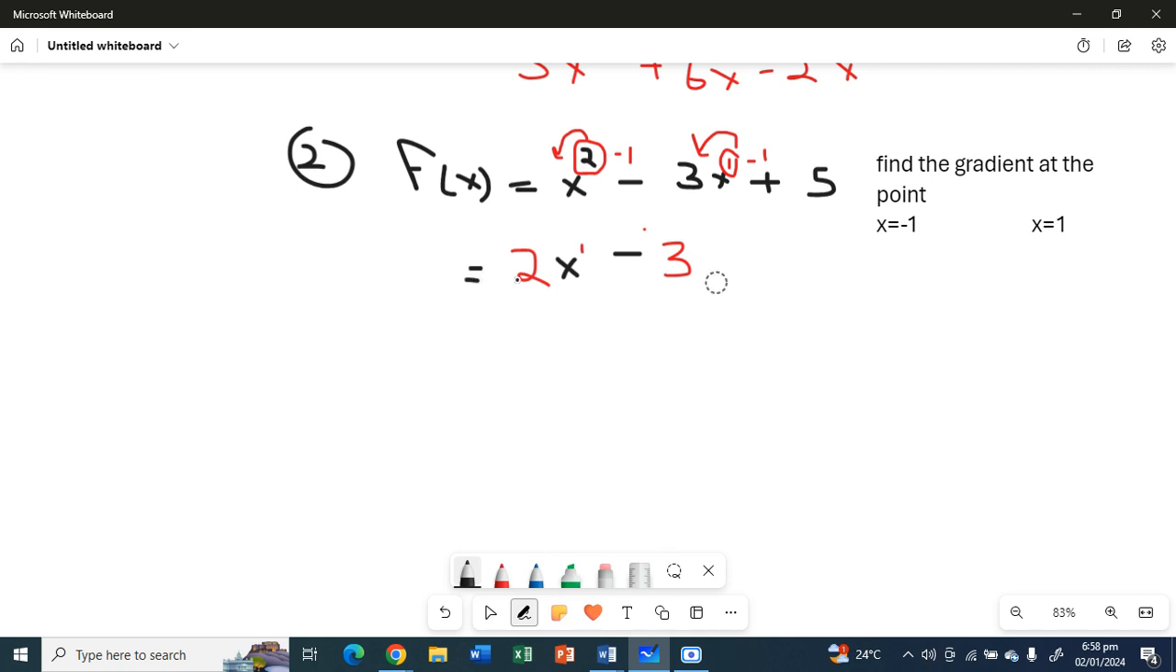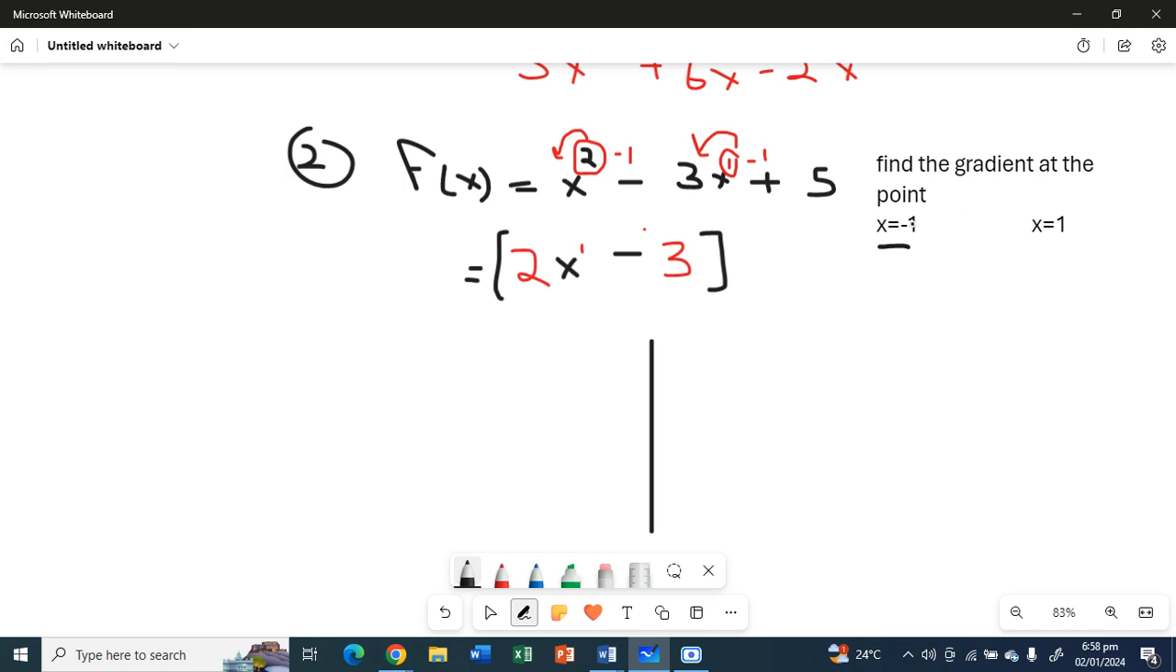So we've derived our quadratic function, and you can see what we've got now is a linear expression. The next thing to do, we need to find the gradient at the point x equals -1 and x equals 1.